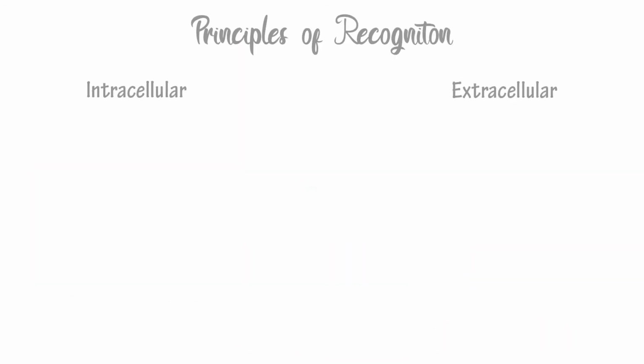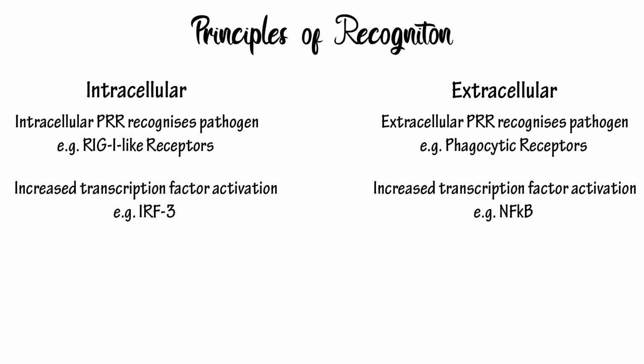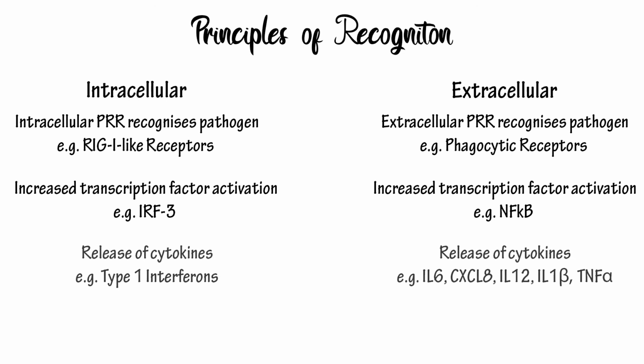So hopefully you can tell the principles of recognition remain the same no matter where the receptor is and what the pathogen is. A pattern recognition receptor identifies the pathogen, and a signaling cascade increases the activation of a specific transcription factor. This codes for certain cytokines, which are signaling molecules that enhance the response according to the pathogen that has been encountered. All this within a time span of 12 hours.